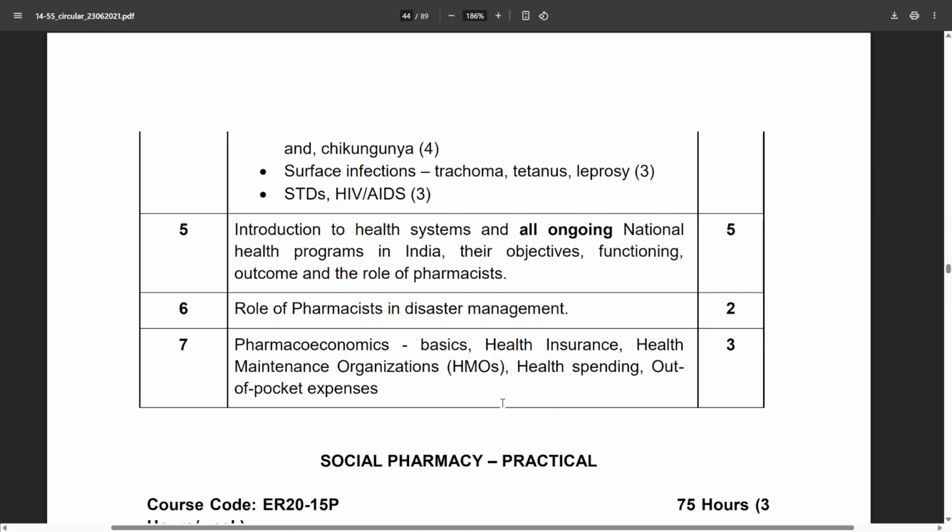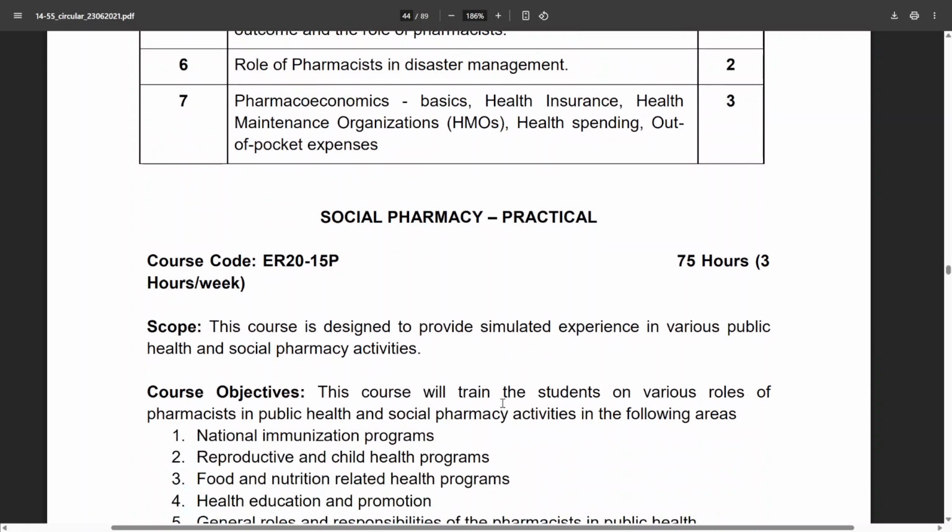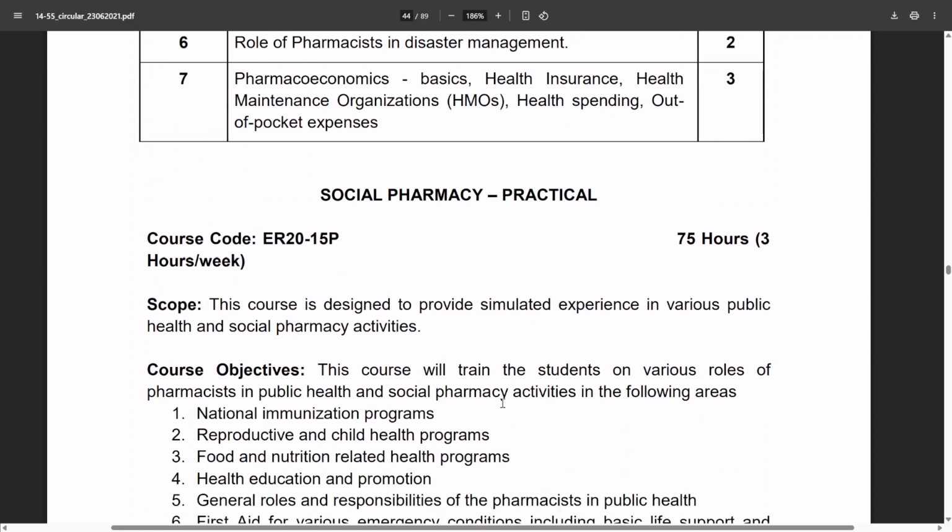Chapter 6, Role of Pharmacist in Disaster Management. Chapter 7, Pharmacoeconomics. Basics, health insurance, health maintenance organization, HMOs, health spending, out of pocket expenses. Social pharmacy practical.